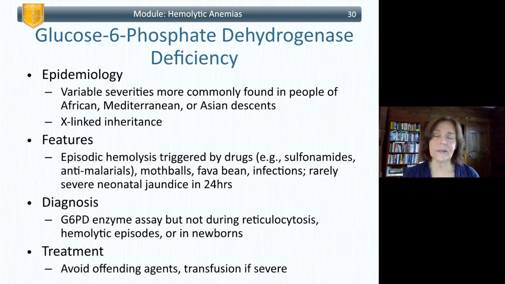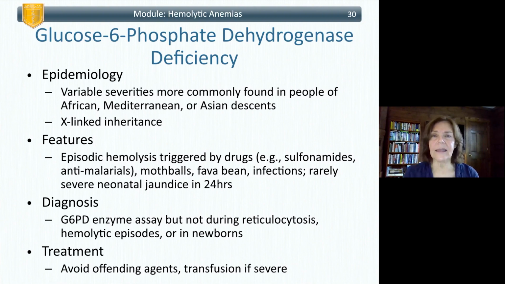Now, the diagnosis is made with a G6PD enzyme assay. However, this value is falsely elevated in situations of hemolysis, where there's reticulocytosis, and when you're a newborn. G6PD is found in reticulocytes, and if you're deficient in this, as that reticulocyte matures, the mature red blood cell doesn't have it on it.